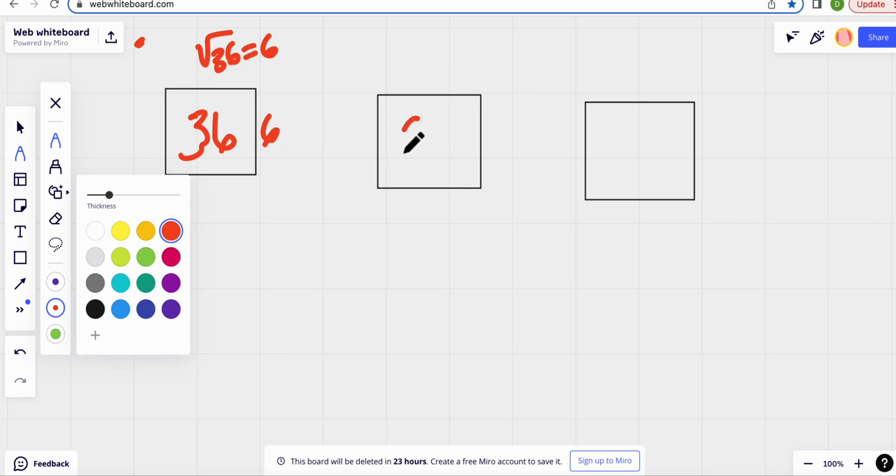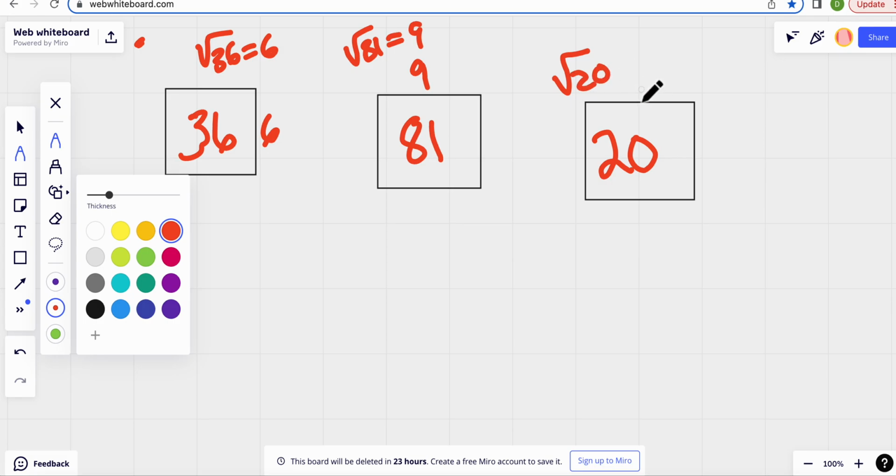If this square has an area of 81, I know the side length is 9 because the square root of 81 equals 9. But what happens when you come across a square that's not a perfect square? This would be an example of a non-perfect square, where the area is 20 and the square root of 20 is not a whole number. I don't get a nice number like 4. I don't get a nice number like 6. There's not a number out there that if I multiply it by itself, I end up with 20. So this is an example of a non-perfect square.